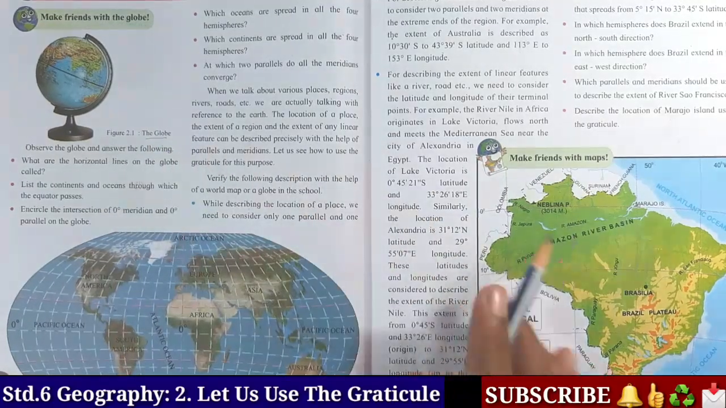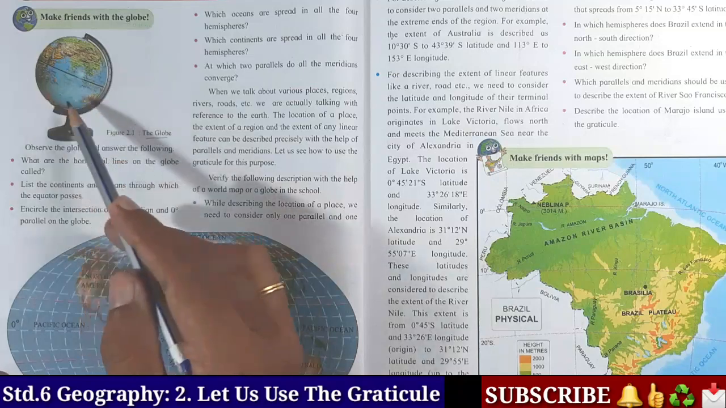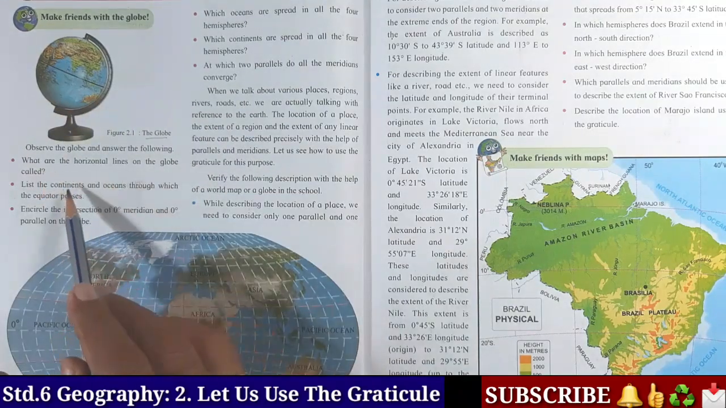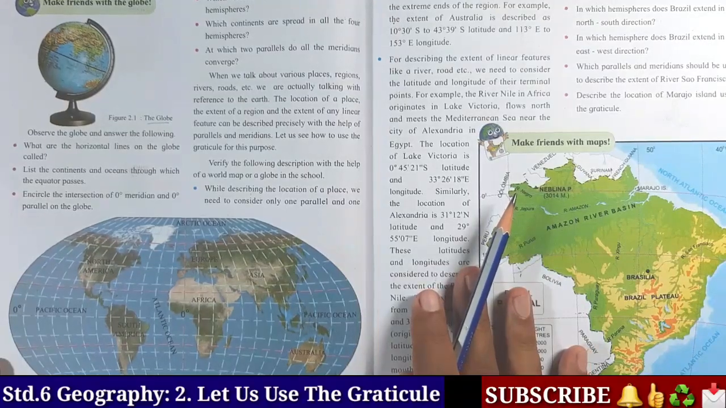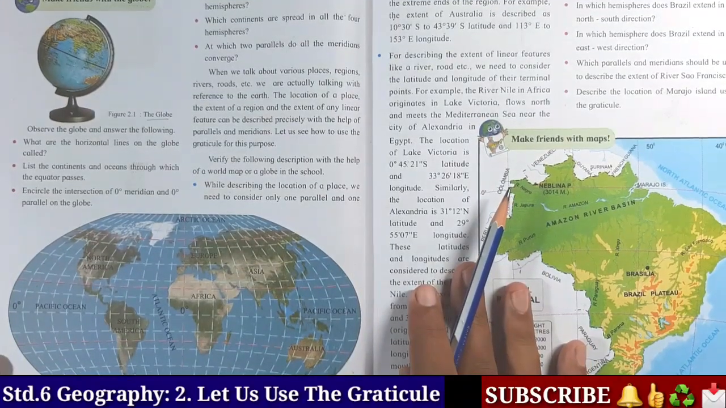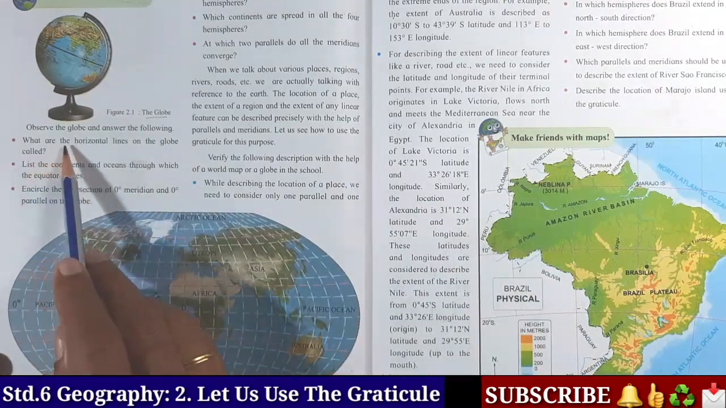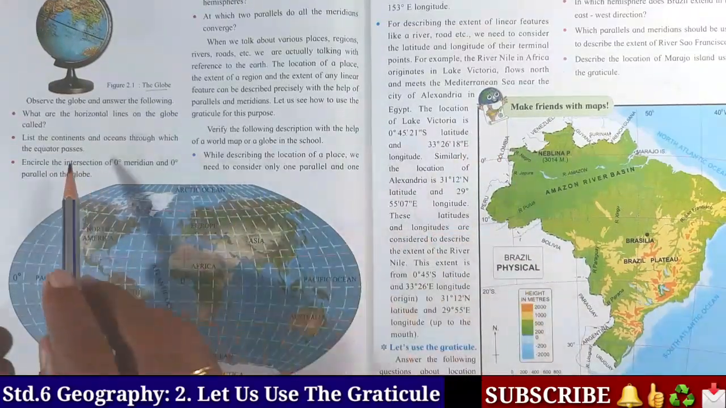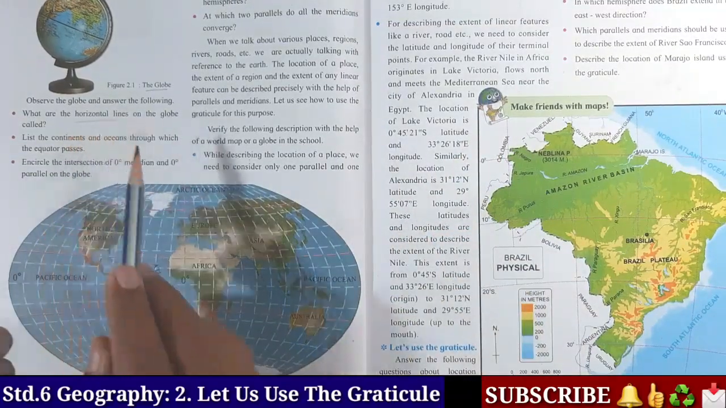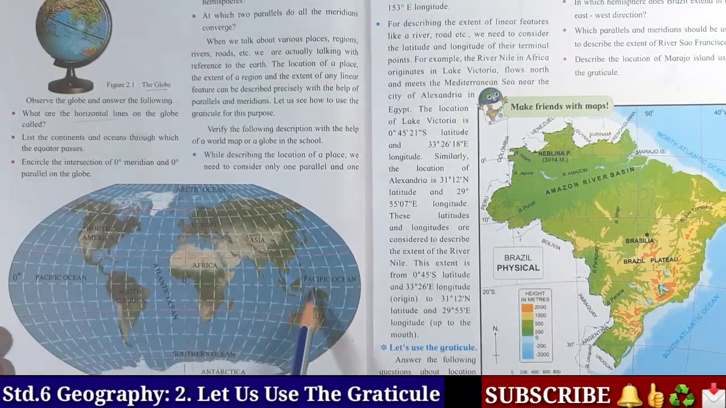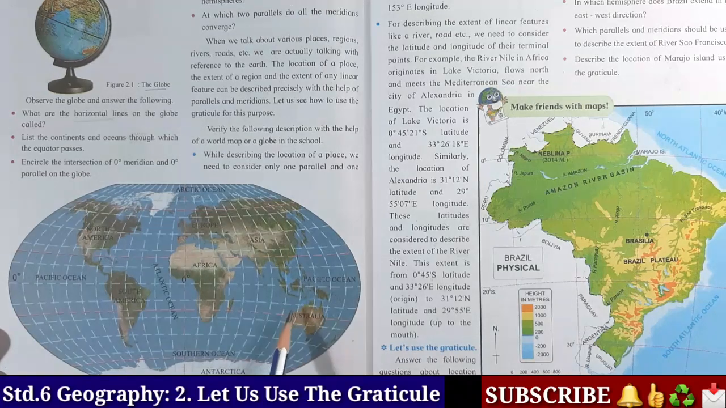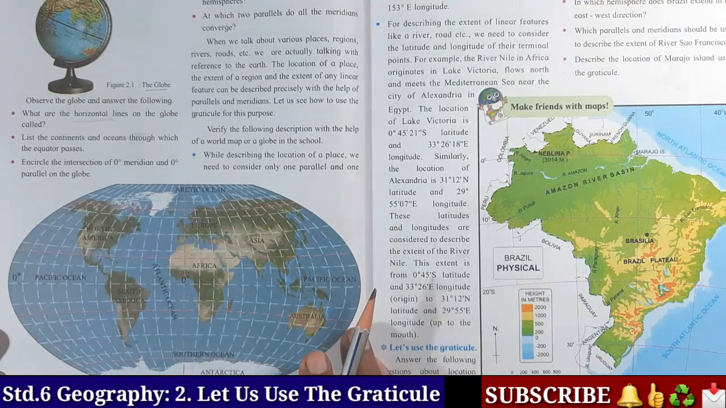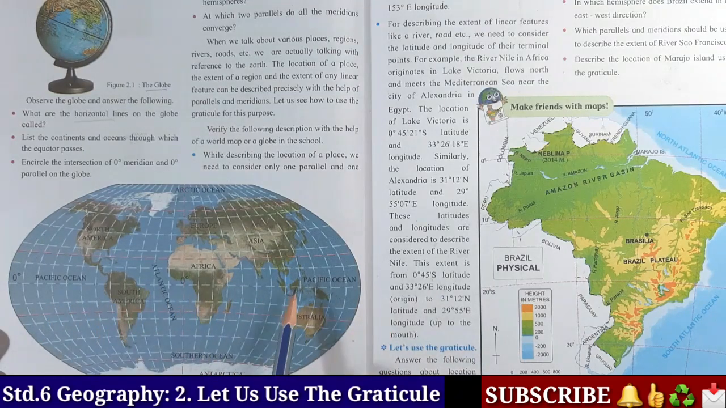Okay students, now we have to observe this figure, this globe, and try to find out the answers to these questions. So let's begin with the questions now. The first question is, what are the horizontal lines on the globe called? Just now I have explained, students, what the horizontal lines are. These are the horizontal lines. What do you call them? In the first lesson we have learned these are called parallels of latitude. Okay students, the horizontal lines on the globe are called parallels of latitude.